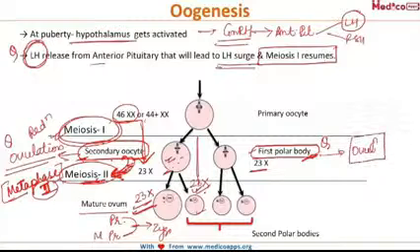I have already explained to you that at the time of ovulation, meiosis I resumes under the effect of the LH surge, and this will lead to the formation of the secondary oocyte and the first polar body. Now the second polar body is formed at the time of fertilization. Now let's have a quick look at the timelines.